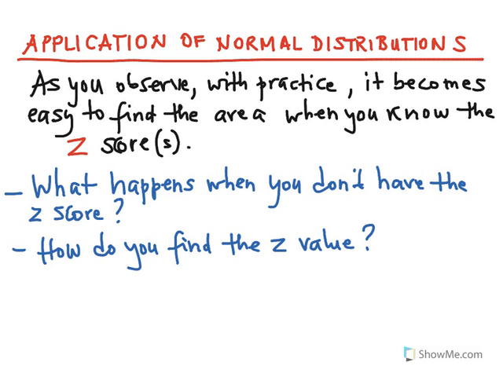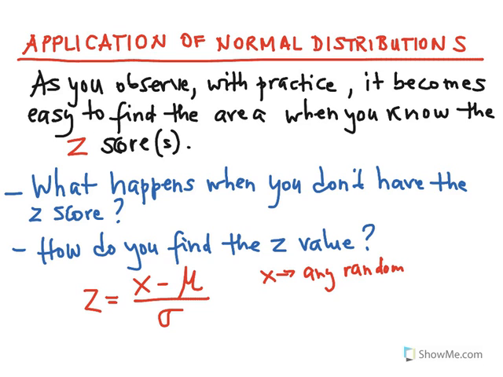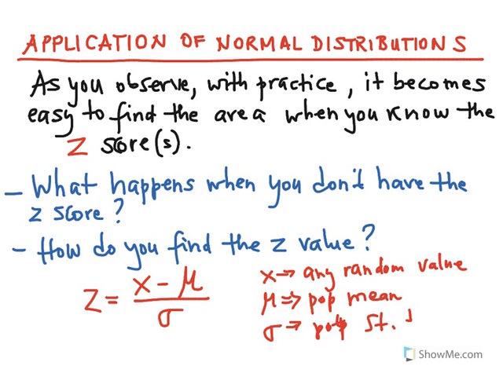If you recall, the formula for z value or the z-score is that z will be equal to x minus mu over standard deviation, where x is any random value, mu is population mean, and sigma is population standard deviation, right?